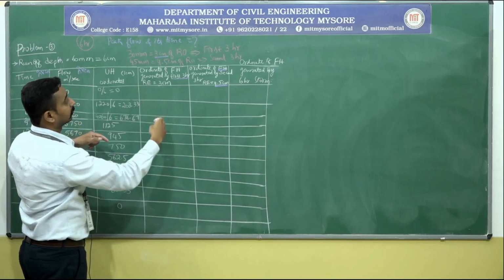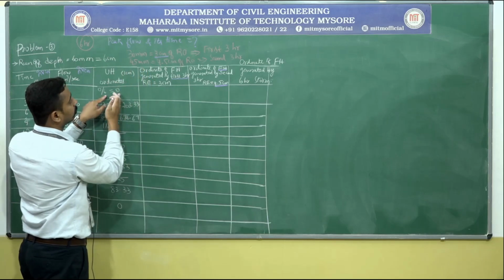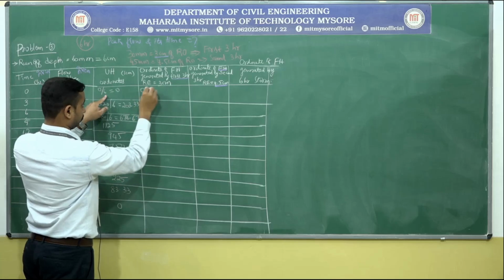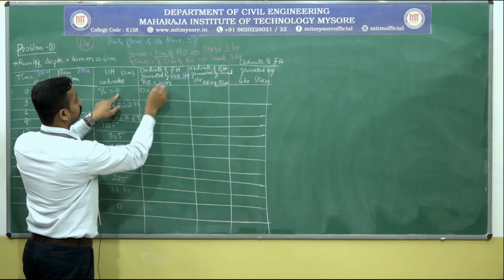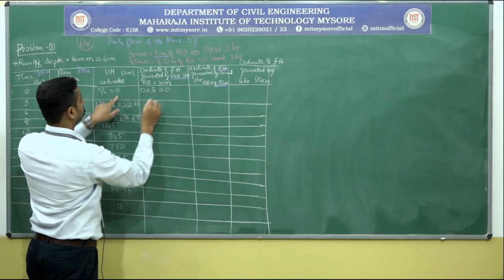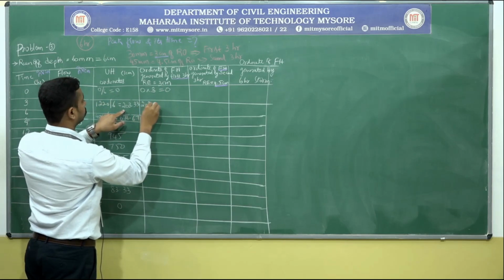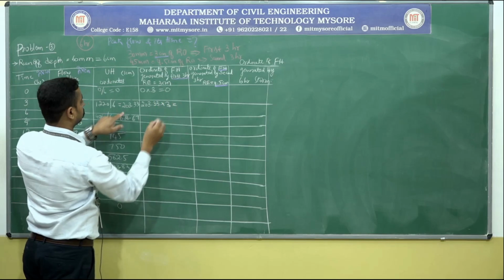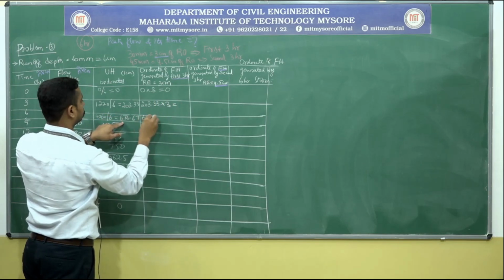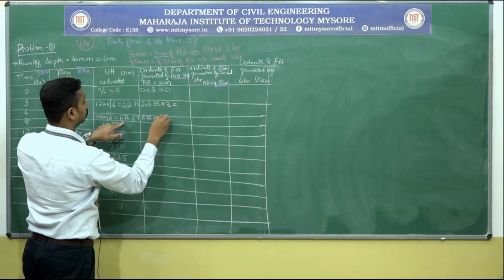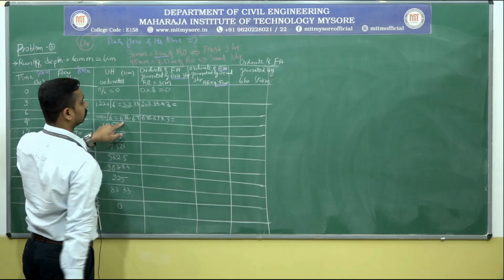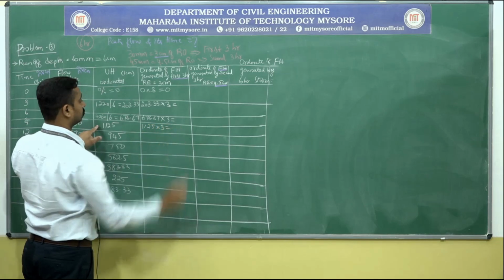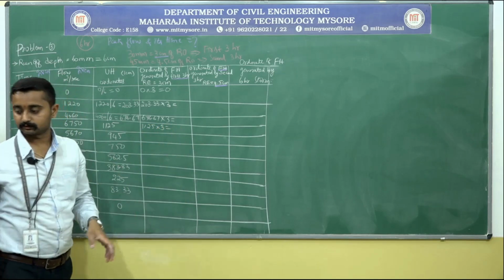Now I am converting the unit hydrograph into flood hydrograph. Okay, 0 into 3, you will get 0. Now 203.33 into 3, next 676.67 into 3, you will get some value. 1125 into 3, you will get some value. Okay, just 0.